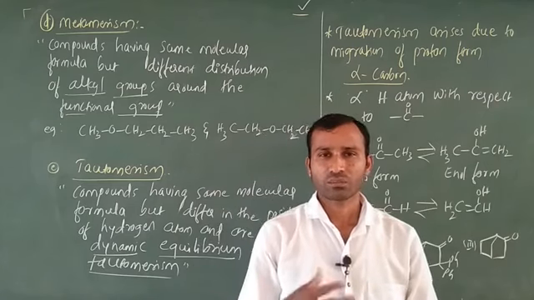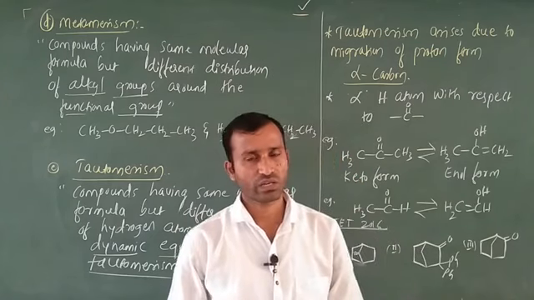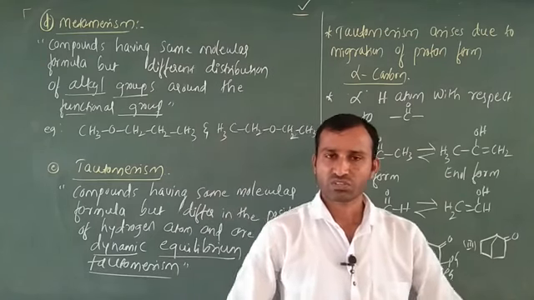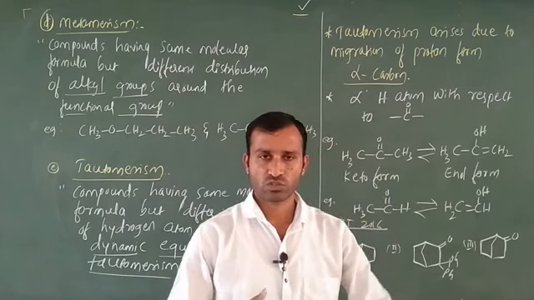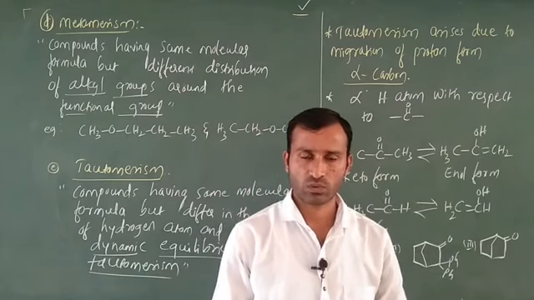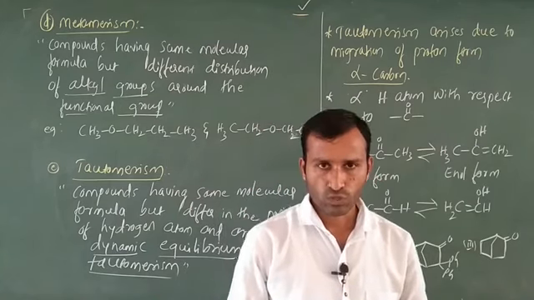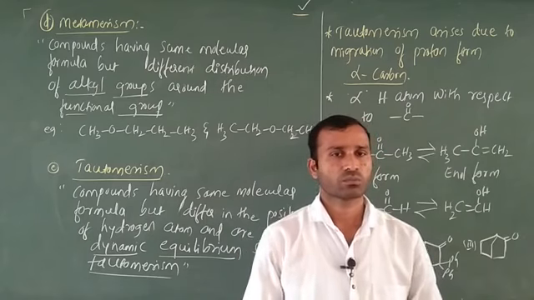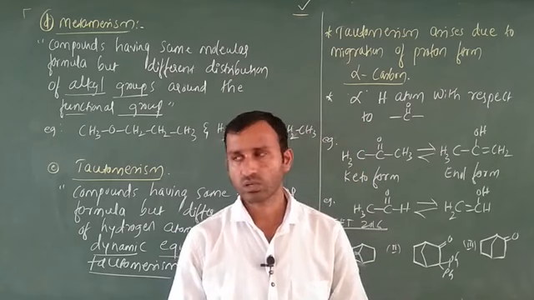Next, isomerism is divided into two major types, structural and stereo. Structural isomerism is divided into chain isomerism, position isomerism, and functional isomerism. Last class we studied three types of isomerism. Next, the fourth one is metamerism, and the fifth one is tautomerism. Today we are going to discuss metamerism.